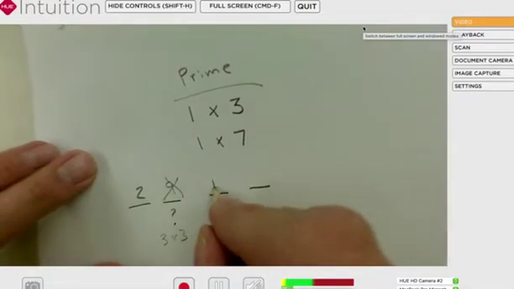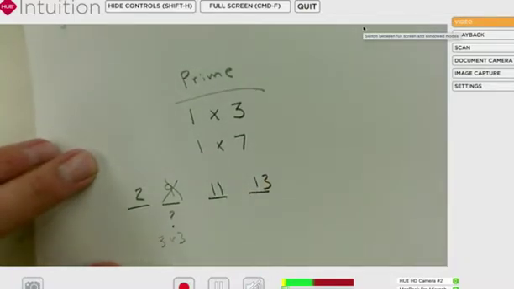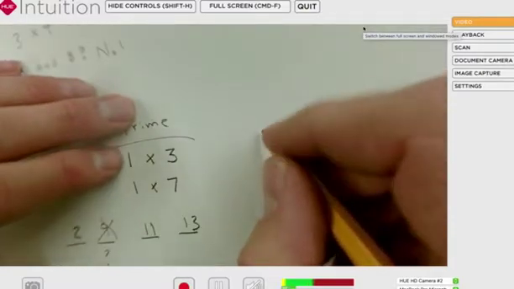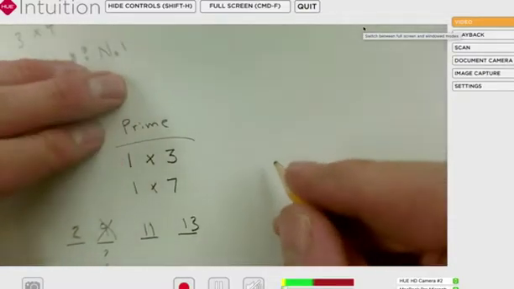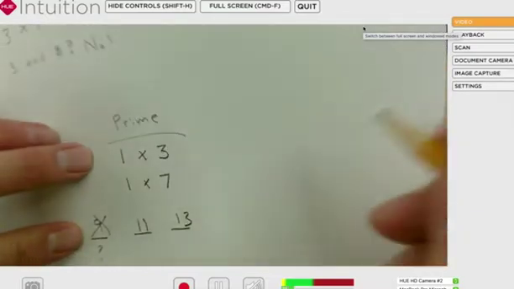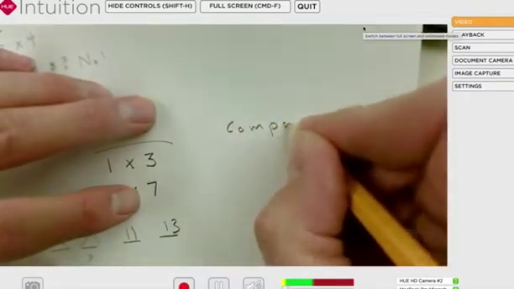But how about 11? Sure. How about 13? Yes, and there's quite a few primes. But for as many primes as there are, there are way more composites. And composites are like the number 9 that have more than 2 factors. So let's write down the word composites.